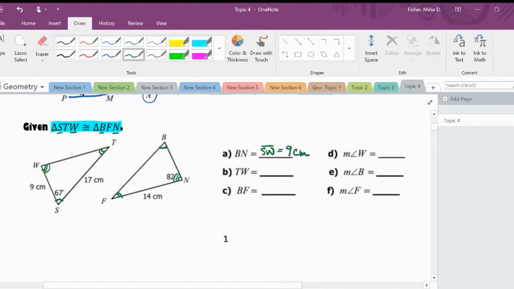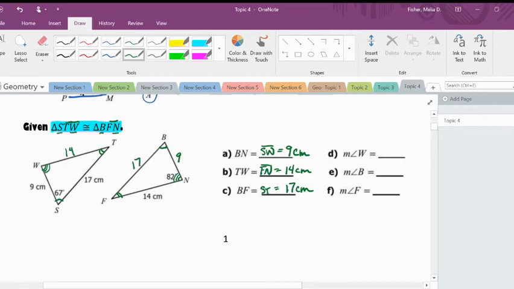Looking at TW, TW should have been the same as FN, which means that that should be 14 centimeters. So this should be 9, this should be 14, and that means that BF equaled ST, and ST was 17 centimeters.